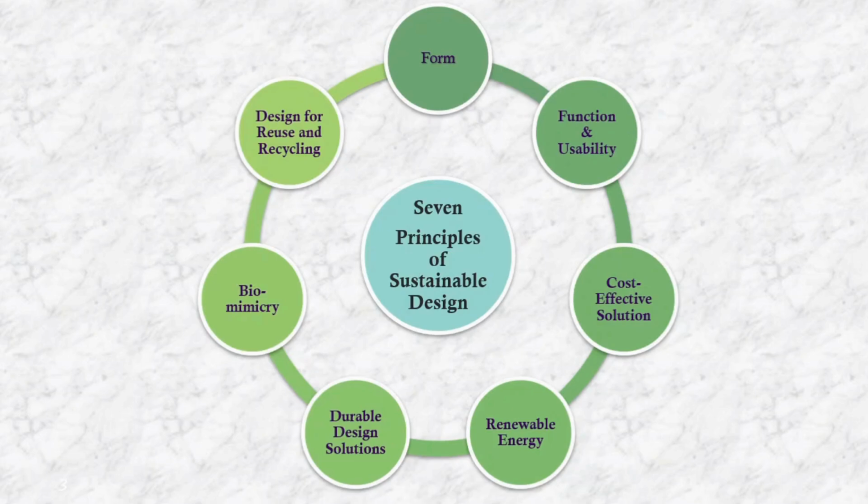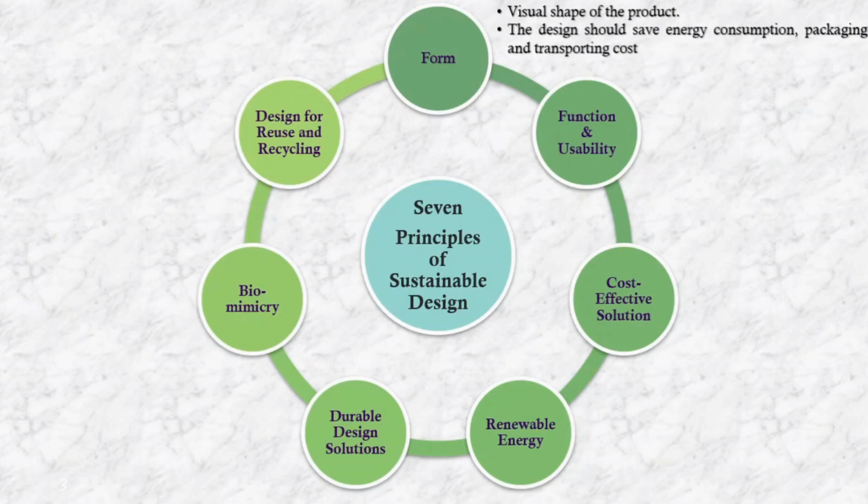Now we are going to discuss these seven principles one by one. Let's talk about form. Form is nothing but the shape or structure of the product, right? We must try to develop the simplest structure of the product so that our energy consumption will be less, packaging will be less, and the transportation cost will also be less. If you develop a complex product, that will involve more energy as well as more packaging cost and transportation cost. So that is form.